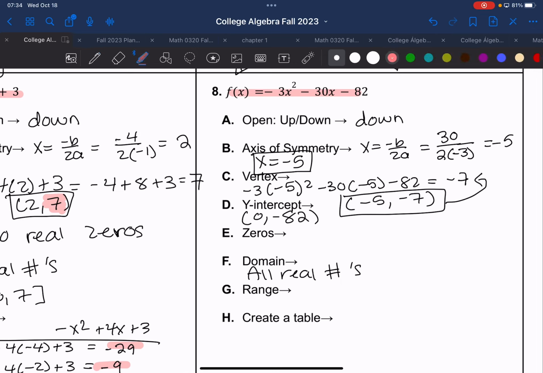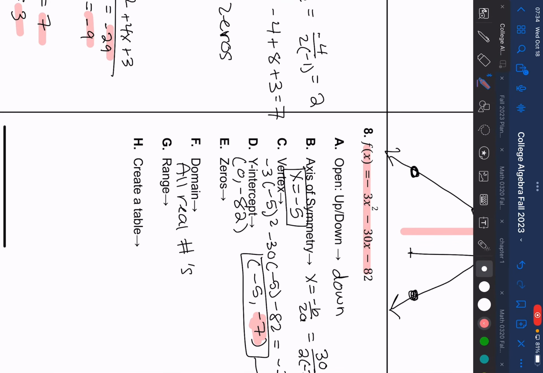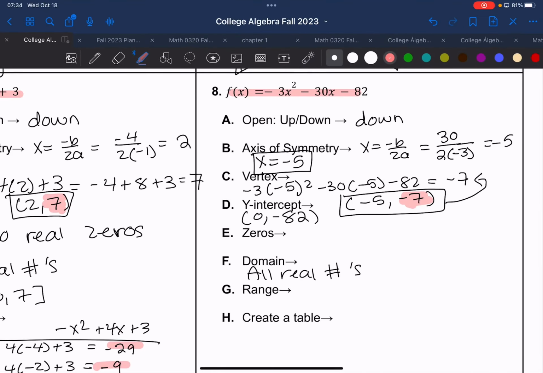Good, so our y value of the vertex, which is negative 7, and this is opening down, so it's going to be continuing on to negative infinity. So we put negatives first, but since there's 2 negatives, we put our larger negative first, which is negative infinity. So we have negative infinity, comma, negative 7, bracket.